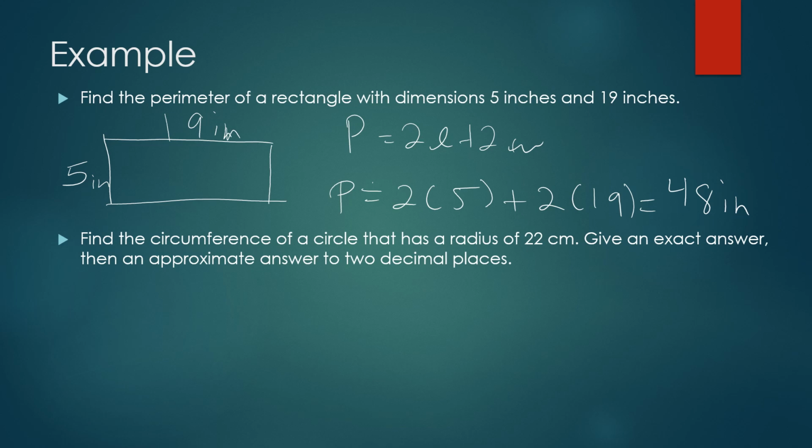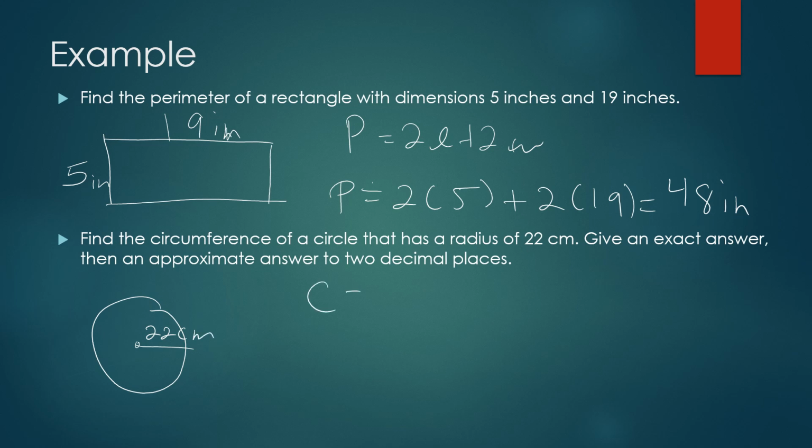So now in the next problem, it says to find the circumference of a circle that has a radius of 22 centimeters. Give an exact answer, then an approximate answer to 2 decimal places. So what we have is a circle, and we're given that we have a radius of 22 centimeters.